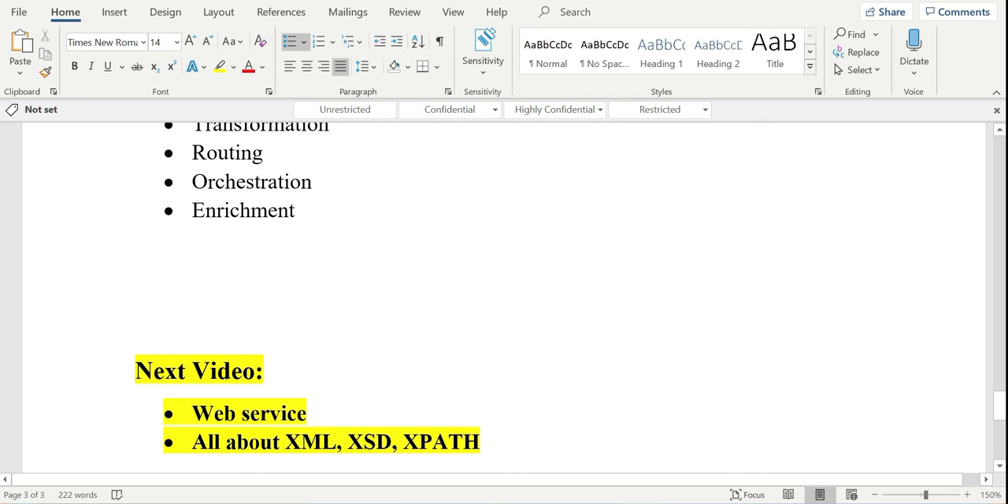Also, all about XML. Along with that, I will be covering XSD, that is the schema, XPath, and all the other stuff that is related to XML, because XML is the basic thing that you should know before learning.